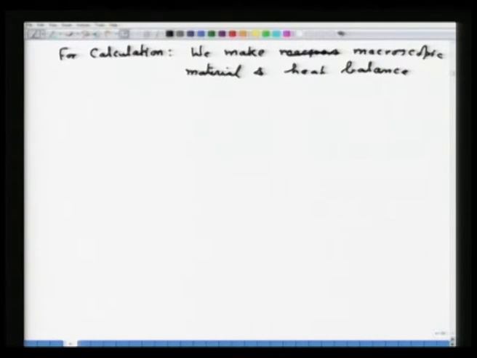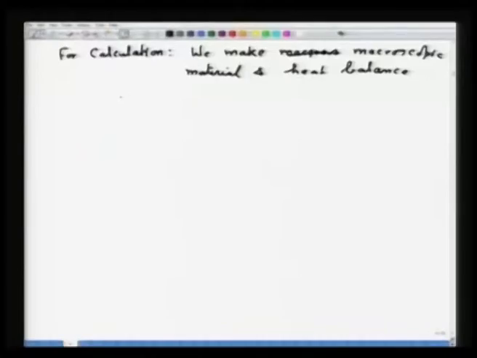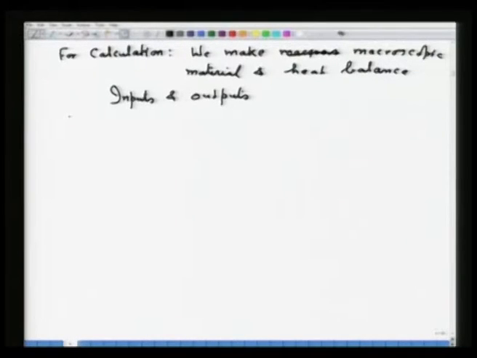Now, by the term macroscopic material and heat balance, it is meant that we are concerned only with the inputs and outputs. In between, what is happening? It does not come into the purview of the macroscopic balance. So, what we want is a macroscopic material balance, where we are concerned with the inputs and outputs.